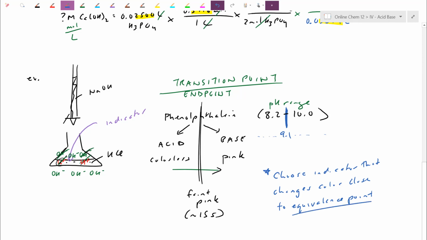Again, you can be silly and you can choose an indicator changing color, but if it doesn't tell me anything about the solution, that's actually no good to you. Right? One last practical aspect that I want to just introduce to you.